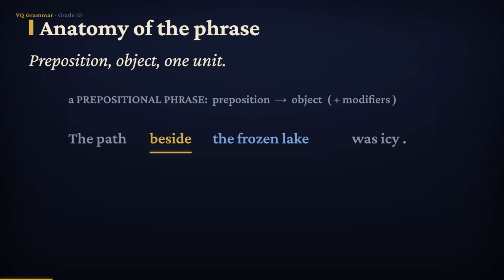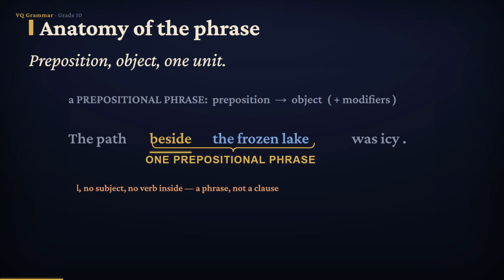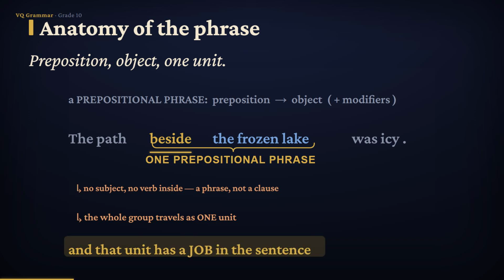Now draw a bracket. Everything from the preposition through its object makes one prepositional phrase, beside the frozen lake. And look at what is missing inside that bracket. There is no subject and no verb in there, which is exactly why we call it a phrase and not a clause. The whole group travels as a single unit. So here's the question this lesson answers. What job does that unit do?